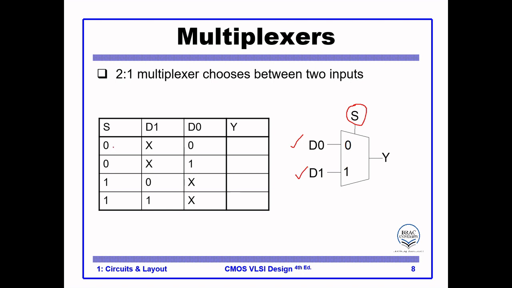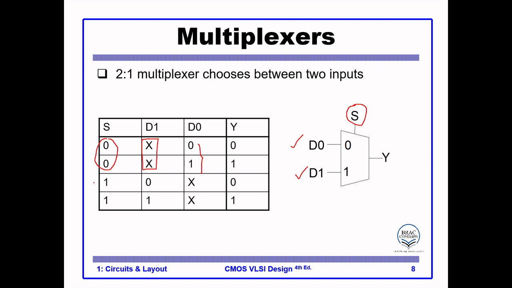If we have 0 on the S, or the selecting pin, our output will be D0. So if D0 is 0, our output will be 0. If D0 is 1, our output will be 1. In this case, we do not care what the input is on the D1 pin.